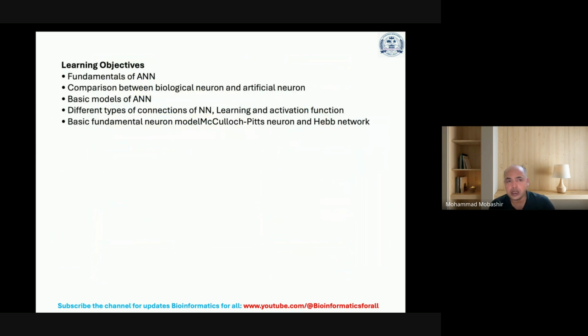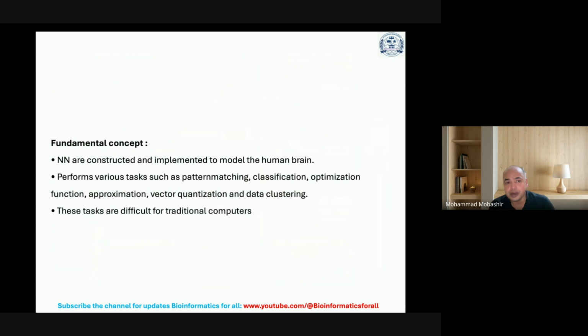Now, the objectives behind learning of ANN are fundamentals of ANN, comparison between biological neuron and artificial neuron, basic models of ANNs, different types of connections of neural networks, learnings, and activation functions, which is mostly sigmoidal. So just remember the activation function as sigmoidal. Basic fundamental neuron model could also be explained here just to see. Now, what are the fundamental concepts?